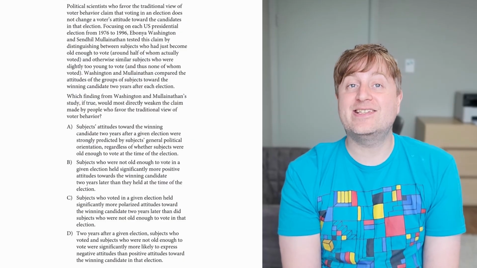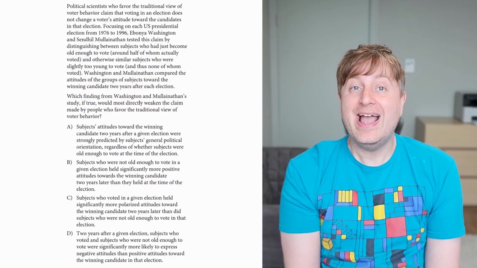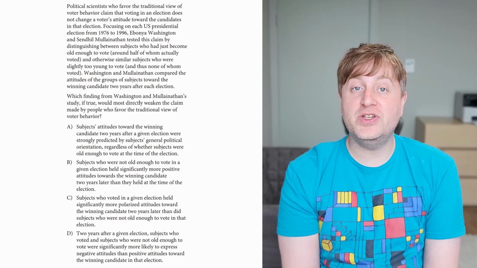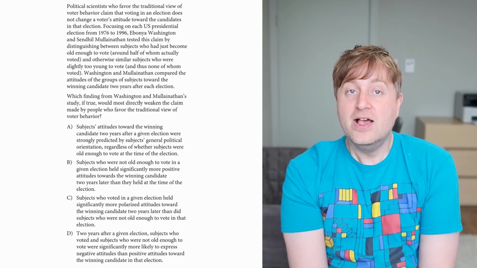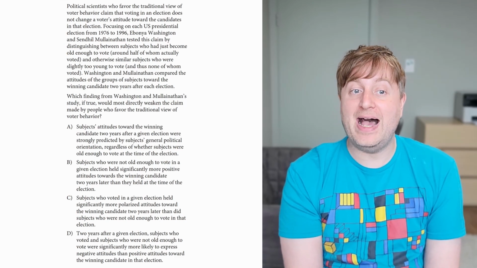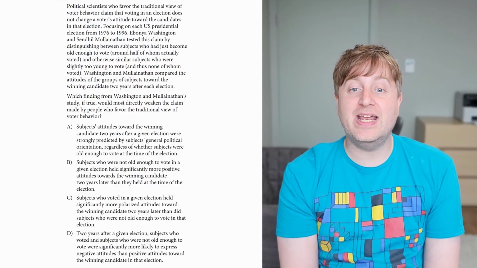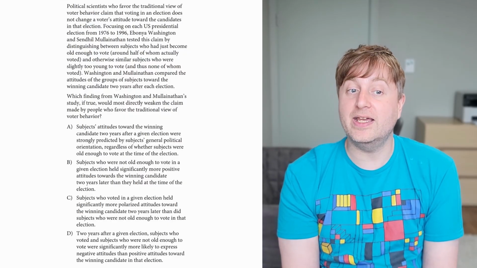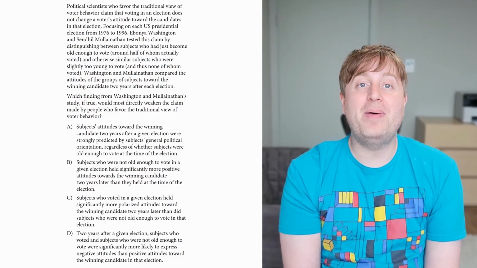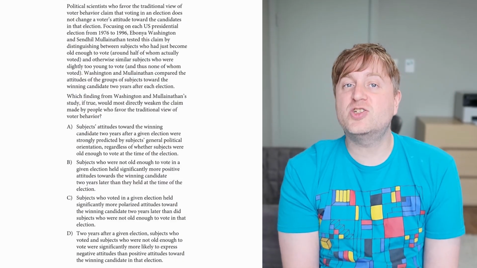And when you get a passage that discusses a traditional view and a new view, the traditional view usually comes first. So I might expect the beginning of this passage is going to be the most important. That said, it may help me to understand Washington and Mulay-Nathan's study, so I'll probably just read the whole passage to be safe. Let's try that.